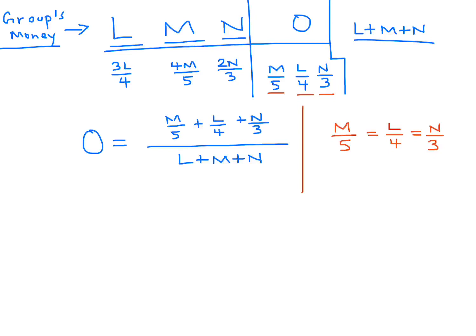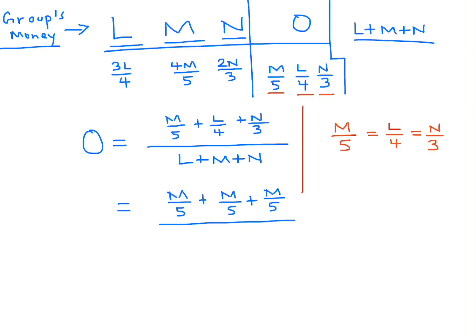All right, so we can now get this all in terms of one variable, I hope. I'm going to use M as the variable that I keep. L over 4 is equal to M over 5 right there. So instead of having L over 4, I'll just put in M over 5. N over 3 right here is also equal to M over 5. So instead of writing N over 3, I will write M over 5. Okay, so that takes care of the numerator.